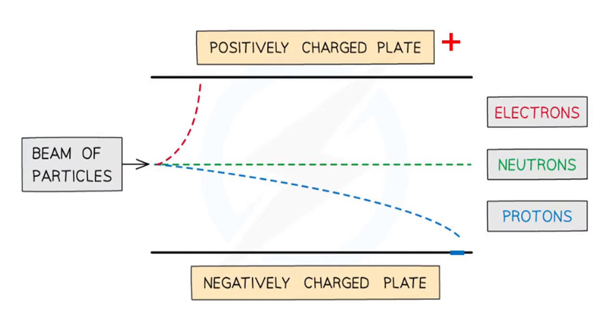Now, this is a commonly asked question, identifying the particle. Well, if opposite charges attract, the red electron was attracted to the positively charged plate. The neutrons fly through the plates because they don't feel any charge, and the proton will be attracted to the negatively charged plate at the bottom. This is a commonly asked question.